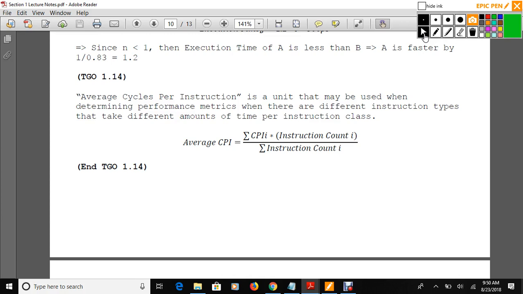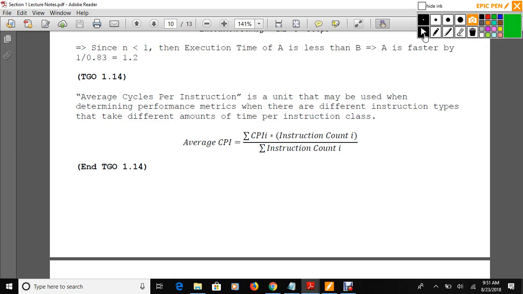And so in order to figure that out, we use this metric, average CPI, where we are trying to figure out the correlation between the summation. Here we have the multiplication of CPI of this specific I. So let's say I have 5 different instruction types. We have CPI of I times the number of that instruction plus CPI of 2 times the number of that instruction.